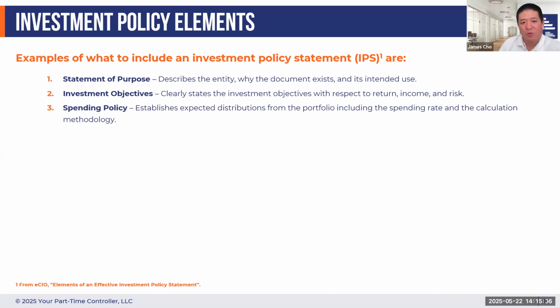So, what should you include in your investment policy statement? Number 1 is your statement of purpose. You want to describe why you're investing, what your goal is, what you're trying to do. And these are more qualitative in nature.